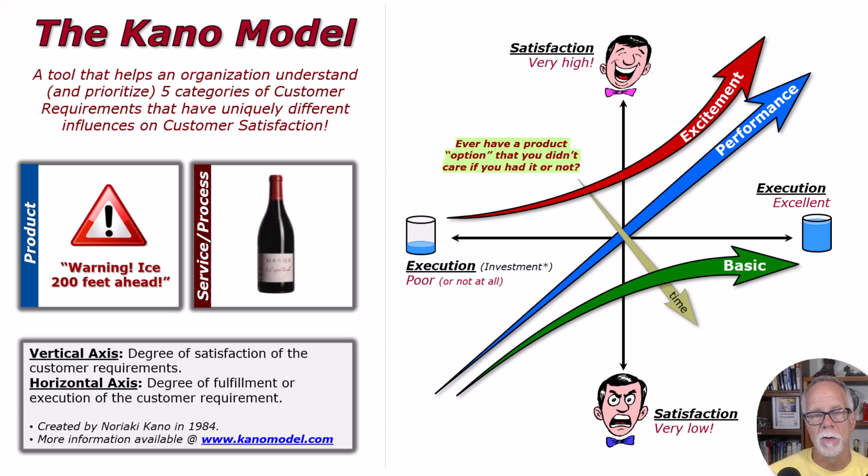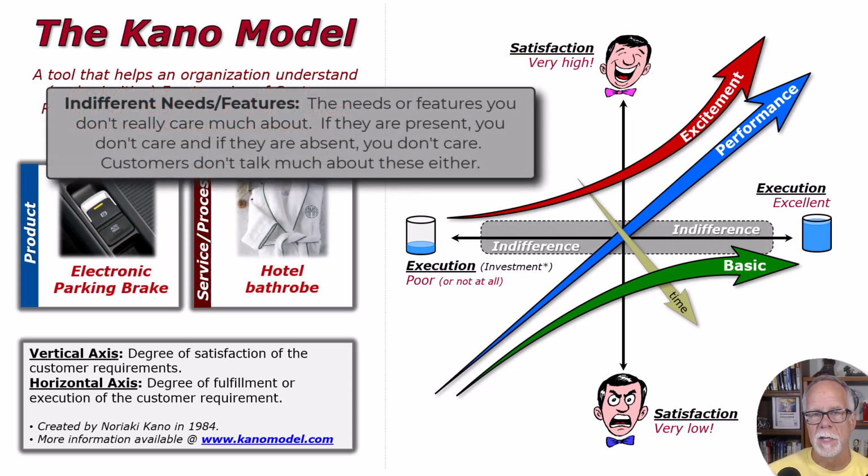A fourth category is what we call indifferent. Indifferent is when you get a feature or you have a need that you could care less whether you have it or you don't. So if you don't have it, you don't care. And if you do have it, you really don't care. A good example of that might be a bathrobe in a hotel, or an electronic parking brake. For me, I could care less whether I have an electronic or a manual parking brake.